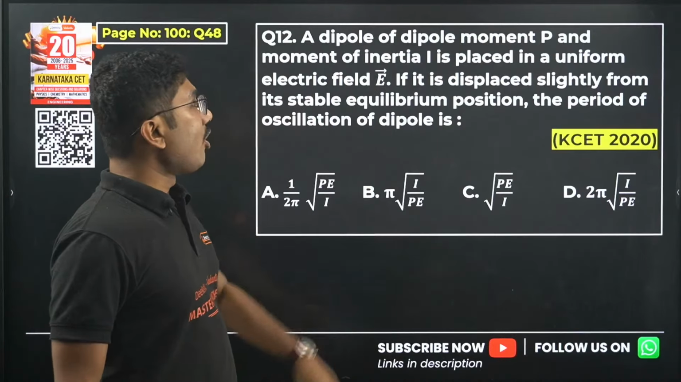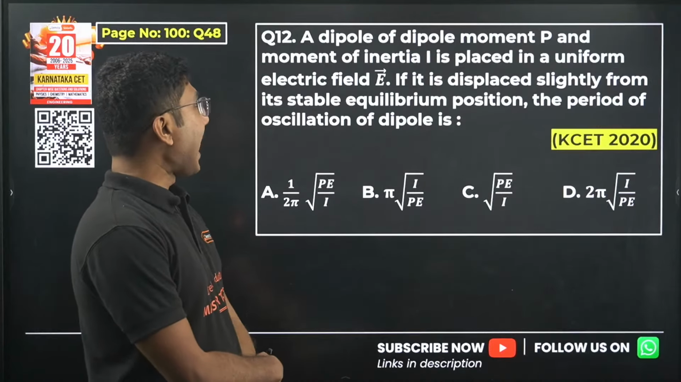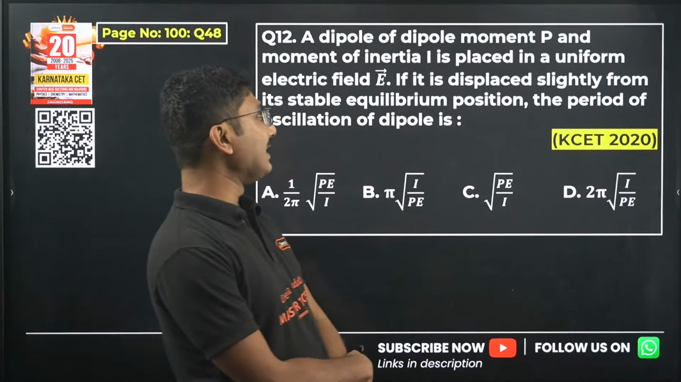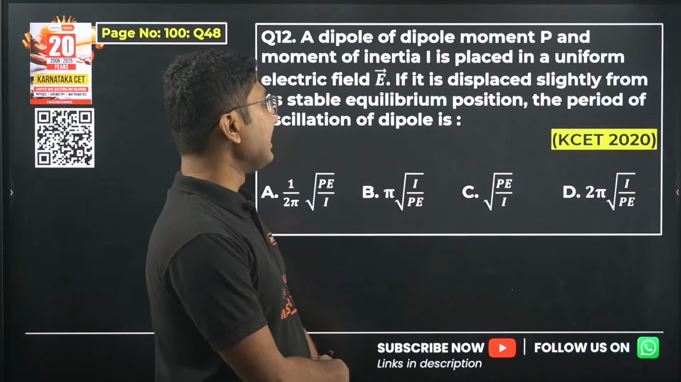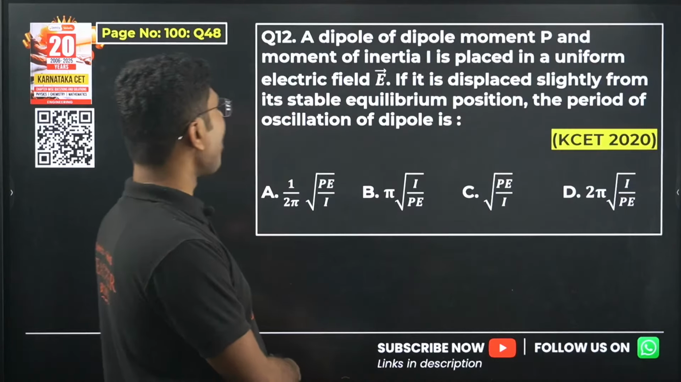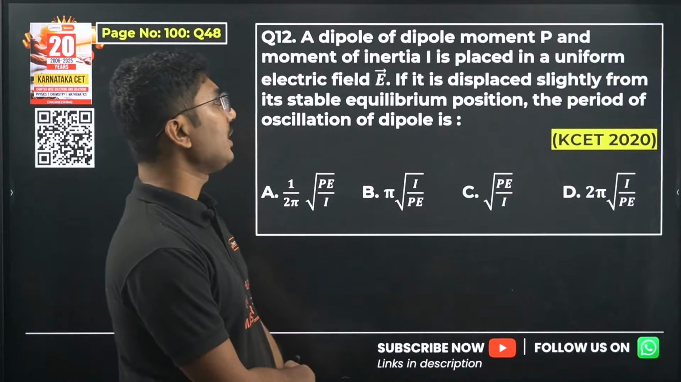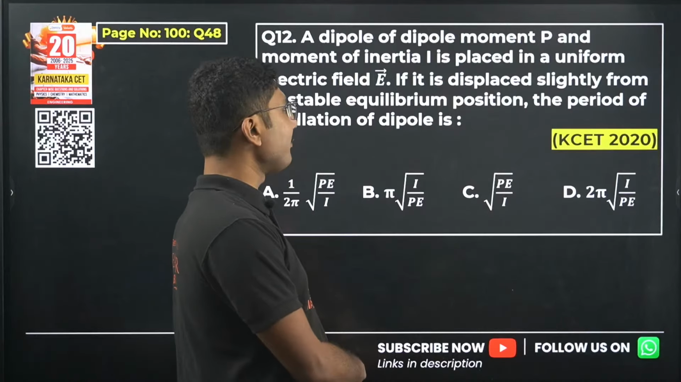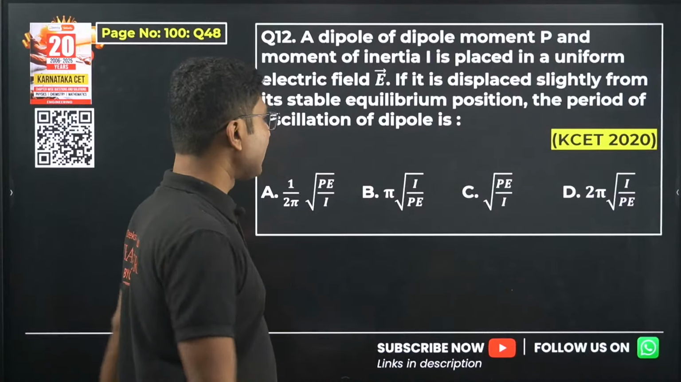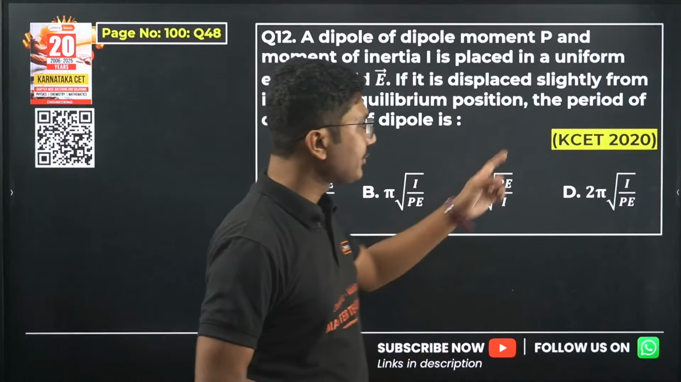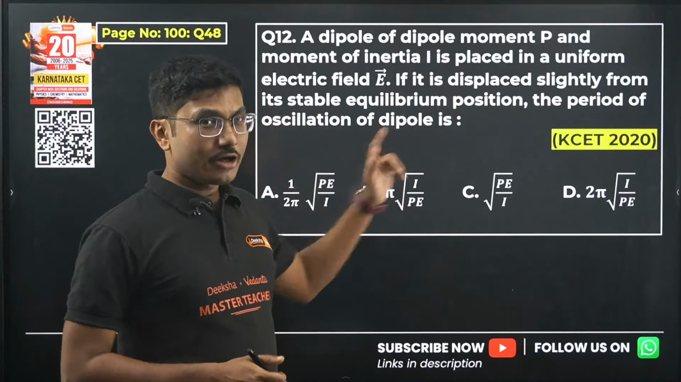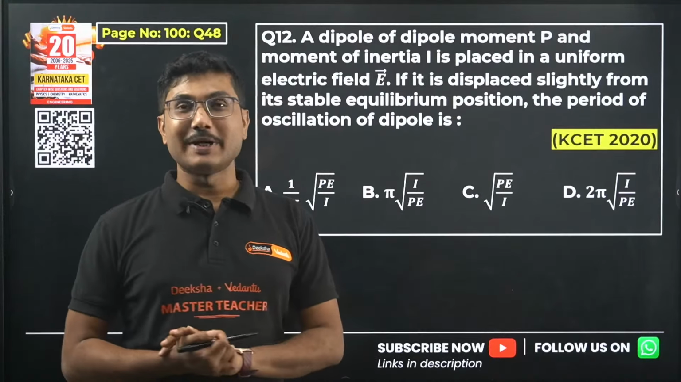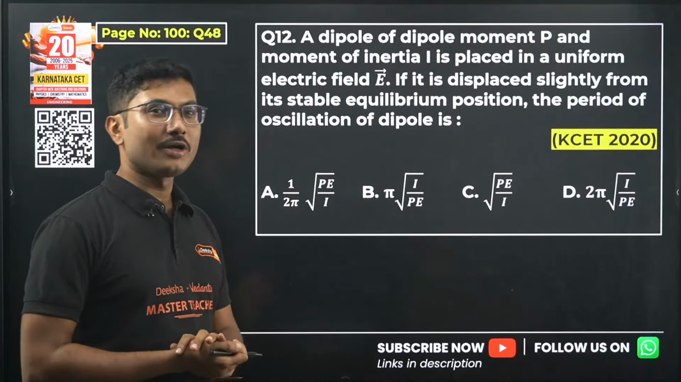A dipole of moment P and moment of inertia I is placed in a uniform electric field E. If it is displaced slightly from its stable equilibrium position, the period of oscillation of the dipole is. So you have to calculate the period of oscillation. This question came in KCET 2020. Now I will not do the mathematical solution for this, but I will use something which is called tukka.